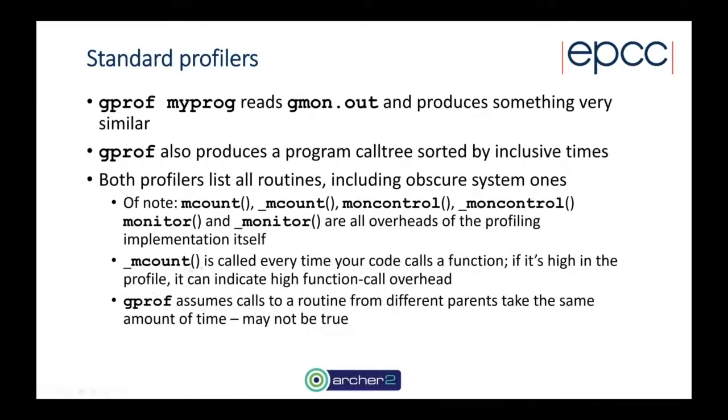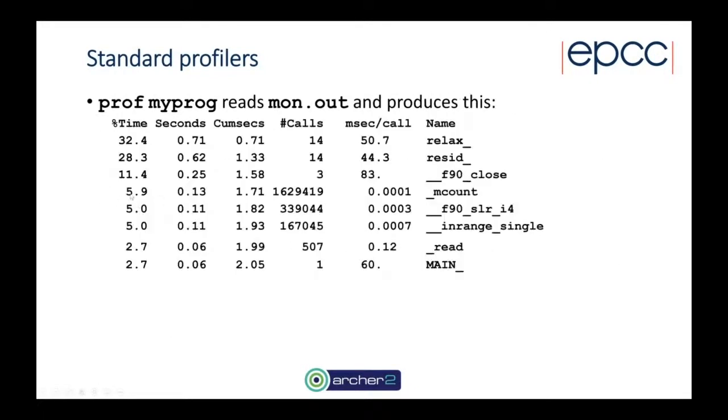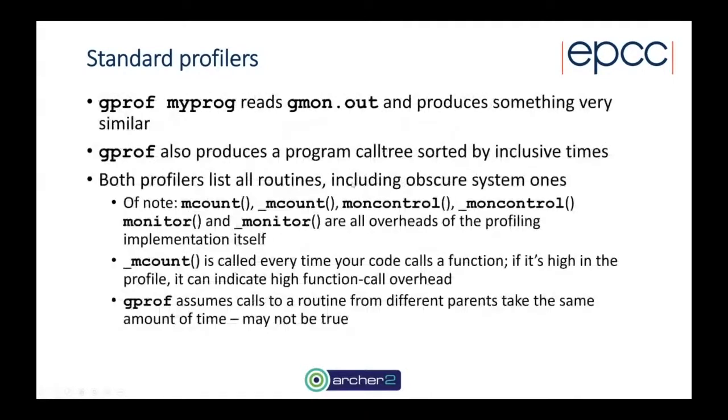If it turns out in your profile that mCount is high, so it's not 5 or 6%, but 20 or 30%, then that's an indication that you've got some overheads from large numbers of small functions being called, and it may be that you need to refactor your code to take out some of those large number of small function calls and maybe consolidate them into a small number of large functions.